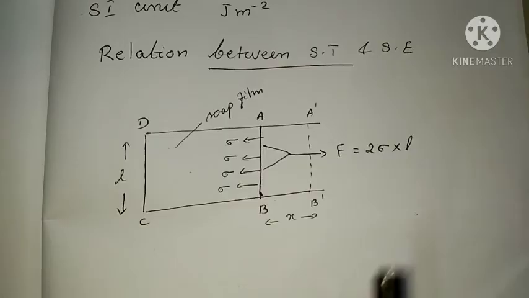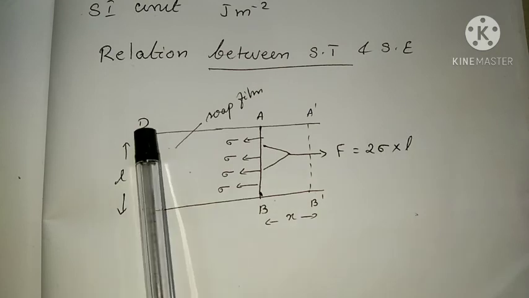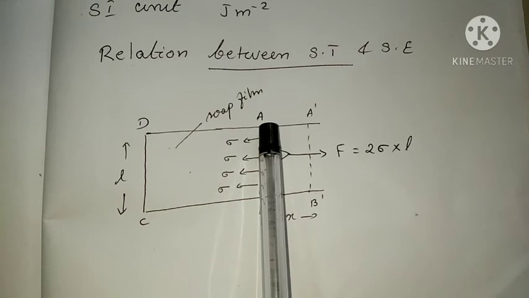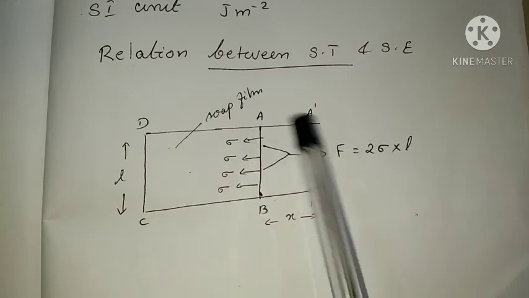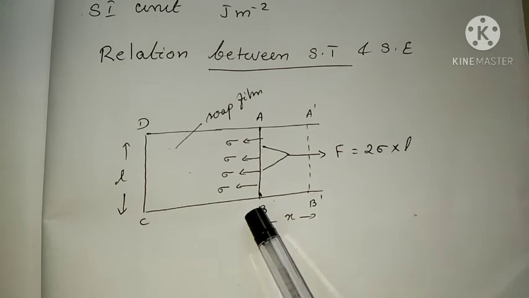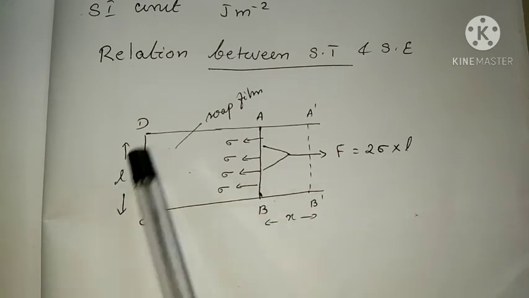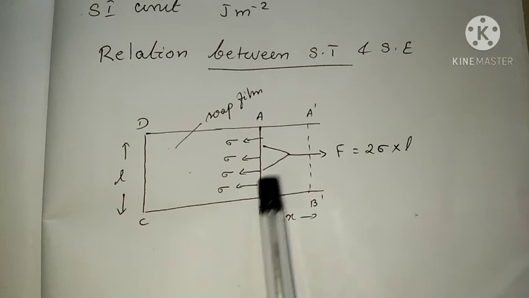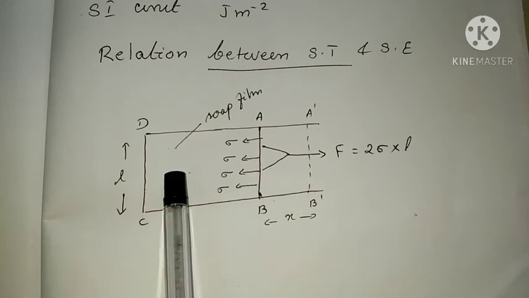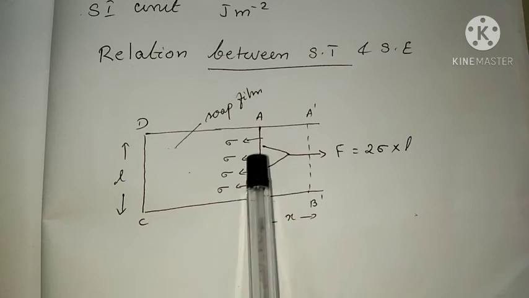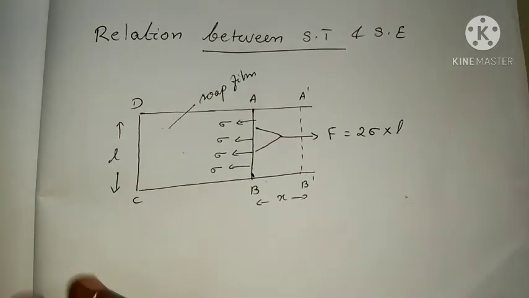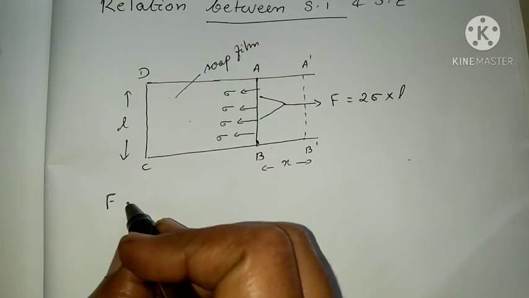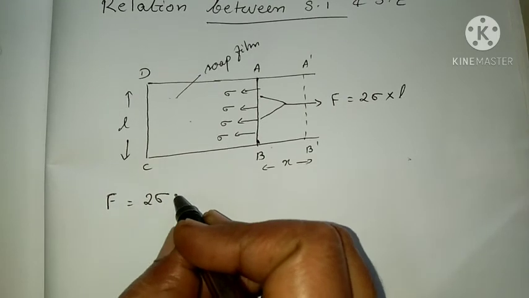Relation between surface tension and surface energy. How will you calculate the relation? For that, you consider a rectangular frame ABCD in which the wire AB is movable. You dip the frame in soap solution so that a soap film is formed, which pulls the wire AB inward due to surface tension. So the force acting here is F equal to 2 sigma into L.